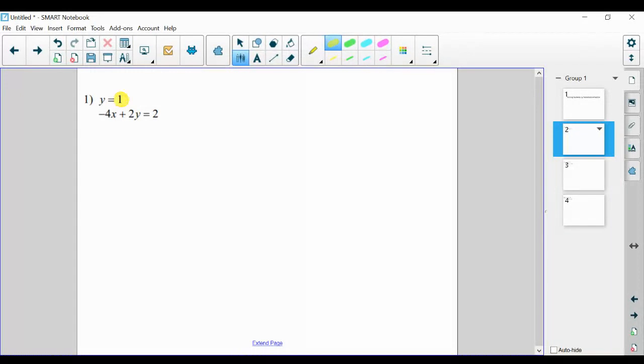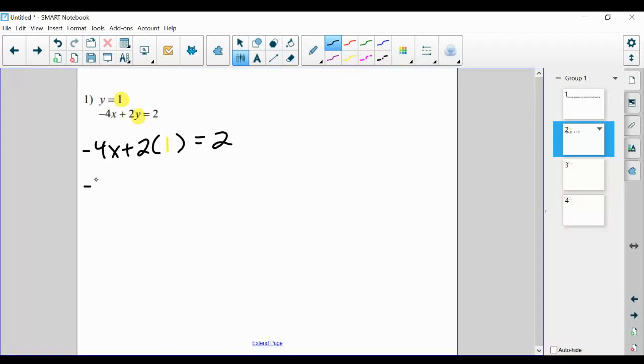So let's look at the beautiful thing about this setup. We already know that y is equal to 1. We have that definitive number. We know for a fact that y is equal to 1, since the equation is y equals 1. So what we're going to be able to do is substitute in the value of 1 into the other equation where we see y. We're going to replace the y with 1. So we have negative 4x plus 2y is equal to 2, but we know that y is equal to 1.